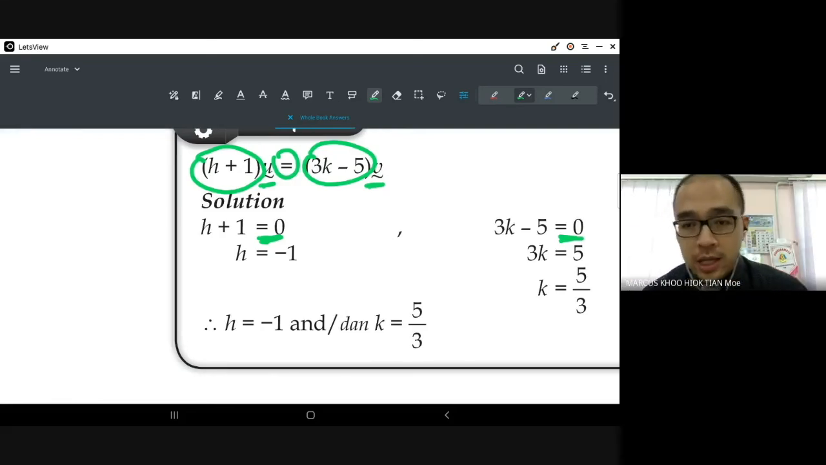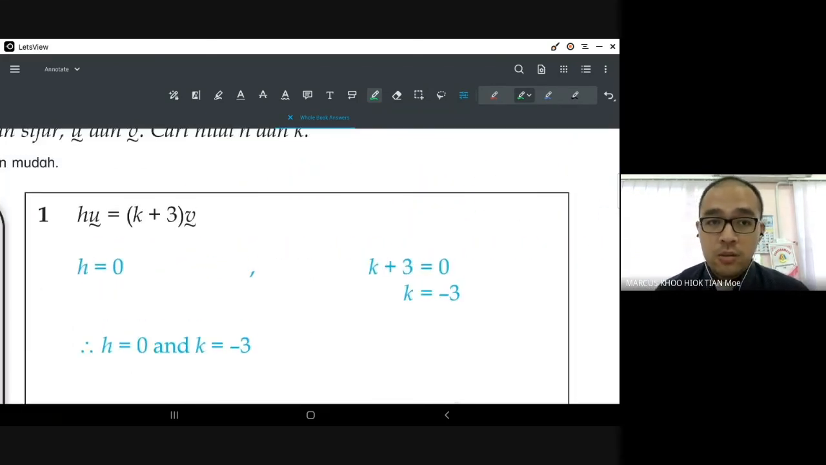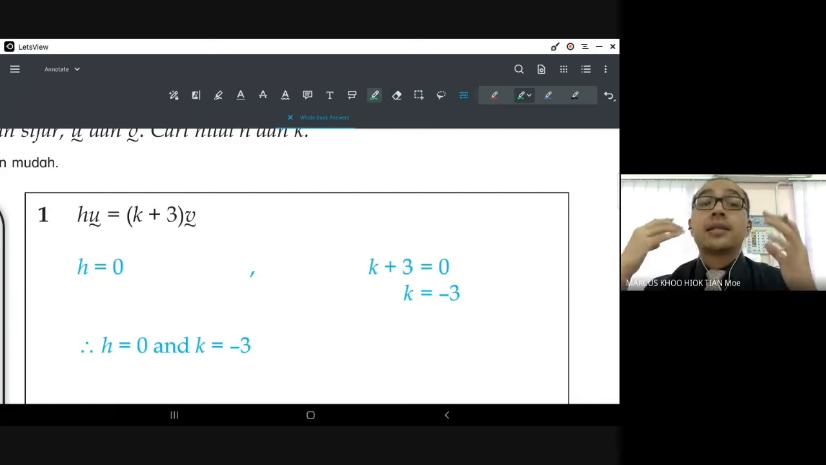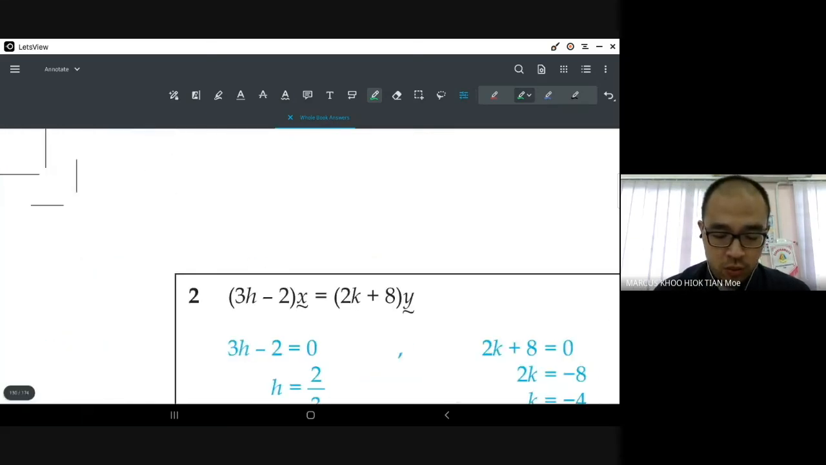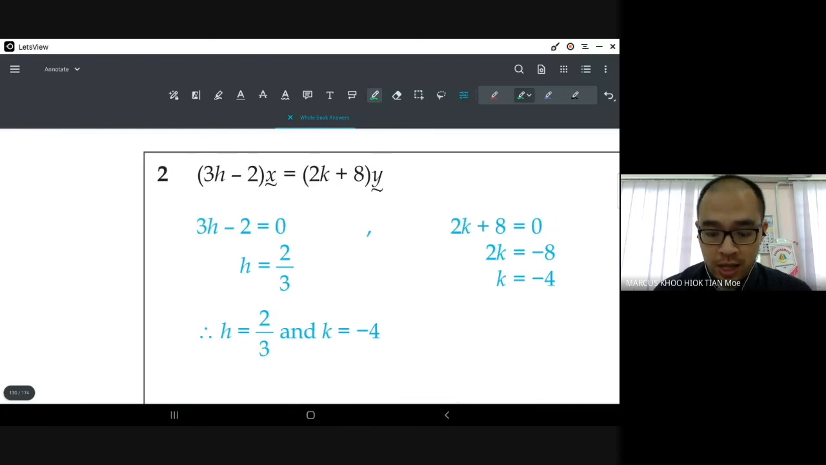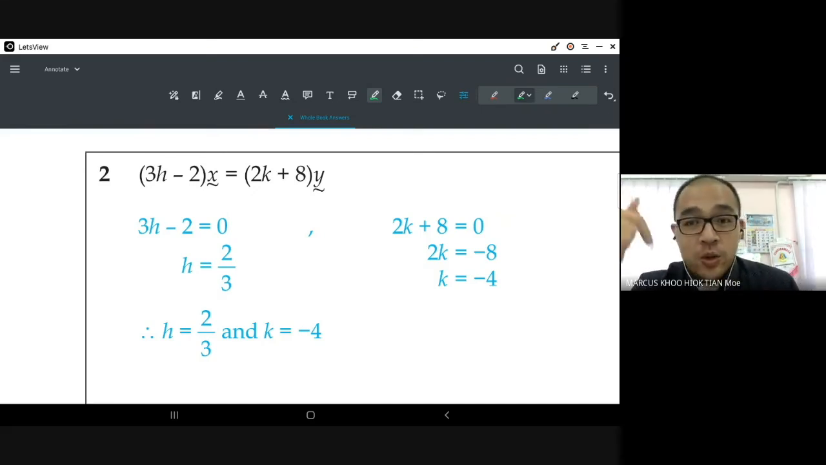Let's take a look. So Yvonne said that h equals 0, k equals negative 3. Okay, good, excellent. See, very easy, right? As long as you know that it is non-parallel, non-zero, you can equate it with 0. Not a problem at all. Okay, number 2. h equals 2 over 3 and k equals negative 4. So don't forget, if it's negative 4 over 1, make sure you finish the answer. Don't leave it as negative 4 over 1 because it can still simplify to negative 4.